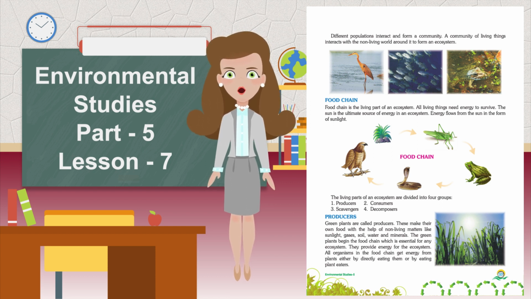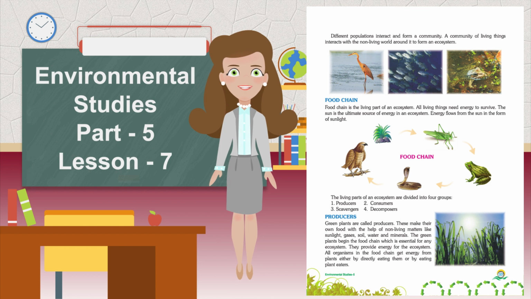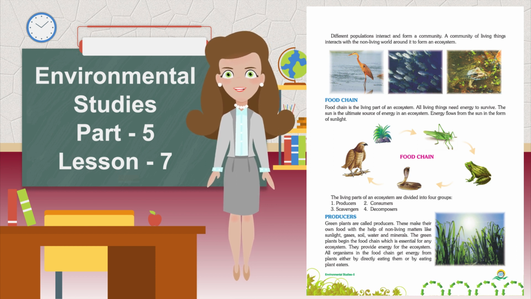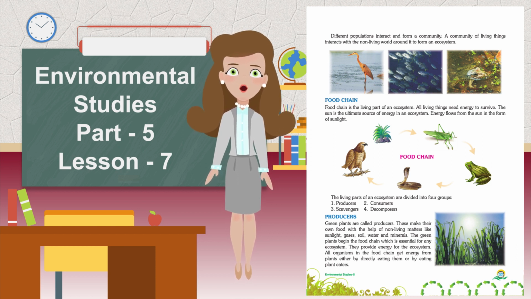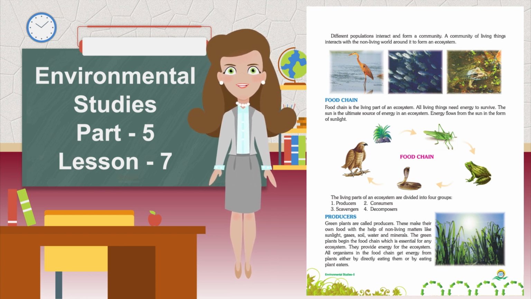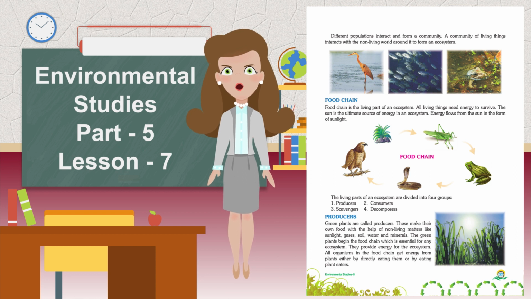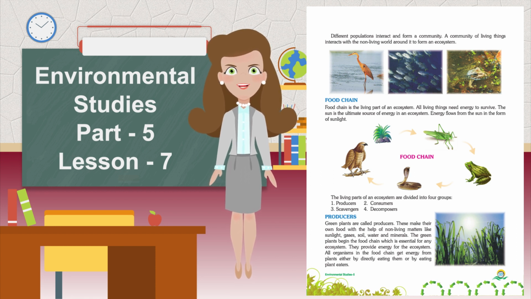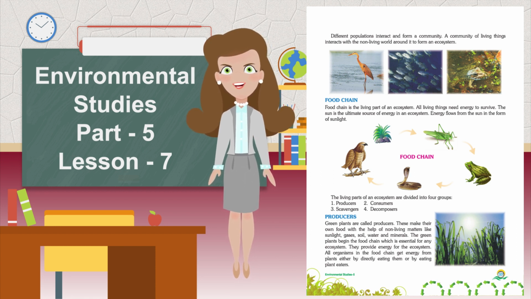Food chain. Food chain is the living part of an ecosystem. All living things need energy to survive. The sun is the ultimate source of energy in an ecosystem. Energy flows from the sun in the form of sunlight. The living parts of an ecosystem are divided into 4 groups: producers, consumers, scavengers, decomposers.